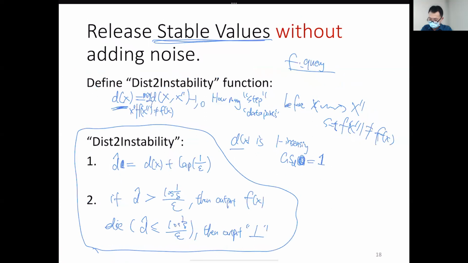Sorry guys, I think I wrote the definition wrong. So the definition should actually be d(x, x'') minus 1, and the minimum of this and 0. If it takes one step for this x to be modified into something, x'', that is different, then it means that the local sensitivity of x is already non-zero. So let me patch this definition of the distance to instability function.